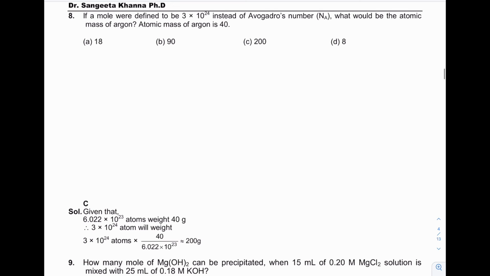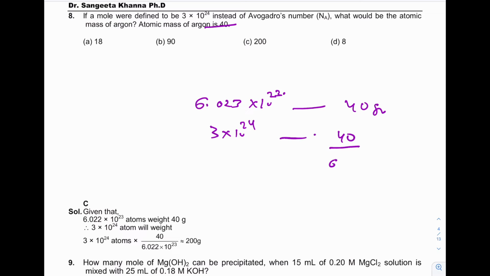Next is, if a mole is defined as 3 into 10 to the 24 instead of Avogadro's number, what will be atomic mass of argon? If it is Avogadro's number, then atomic mass is 40. This much atom have 40 gram weight. Then 3 into 10 raised to the power 24 will have how much mass? And that will be the molecular mass. It comes 200.